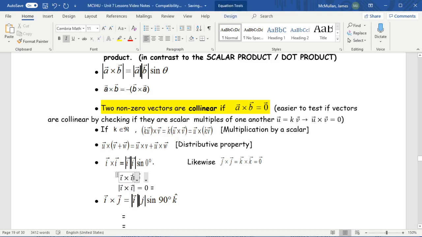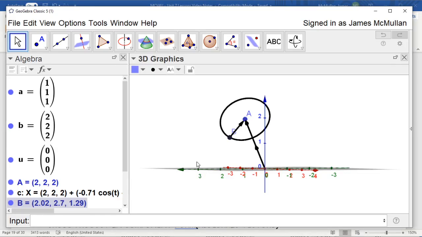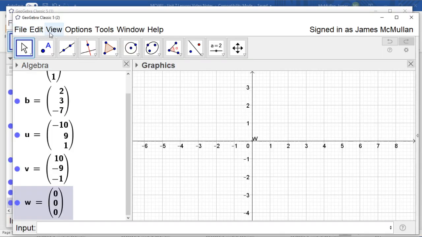Now, of course, these things are very similar to one another. They're not quite the same thing. This is a scalar, this is a vector, right? Okay, j cross j and k cross k is also the 0 vector. If you cross i and j, you get k. If you cross i and j, you get a vector of magnitude 1 in the direction of k. Again, that shouldn't be too hard to understand.